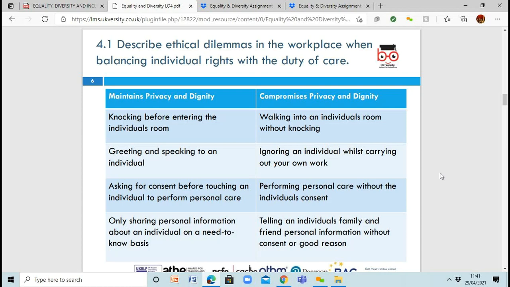Maintaining it is to ask for consent before touching them, especially when you're doing personal care. Maintaining privacy as well: if you ever have a situation where you're giving them bed baths or changing them, make sure that only the part of the body that you're cleaning, for example, the arm or the leg, is uncovered. Every other part of the body should be covered by a sheet. So you don't just pull a sheet off, have them lying there naked and completely cleaning them off. It's not dignified for them.